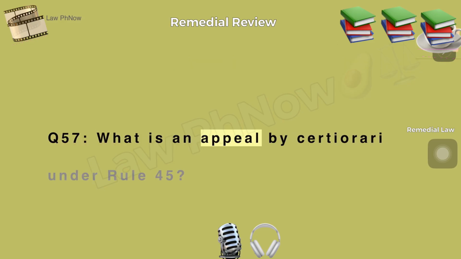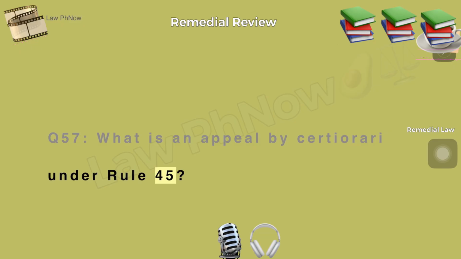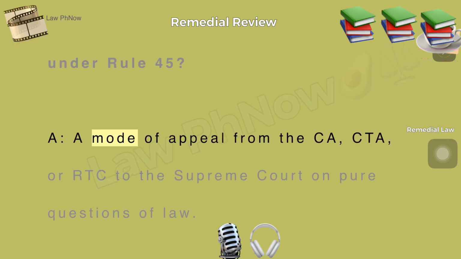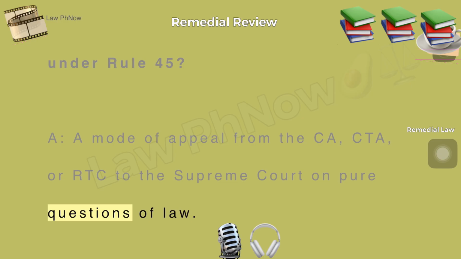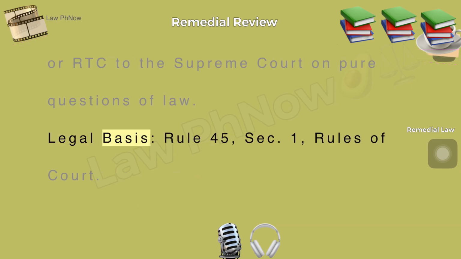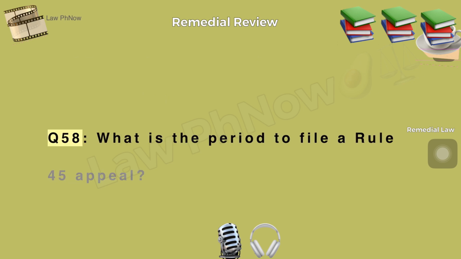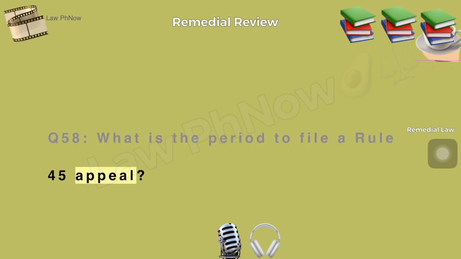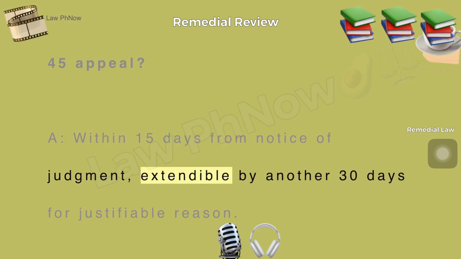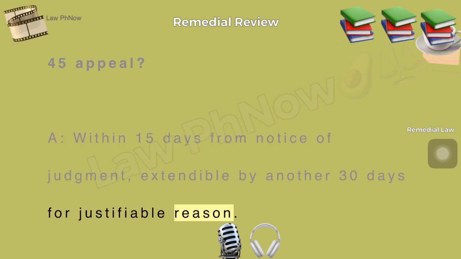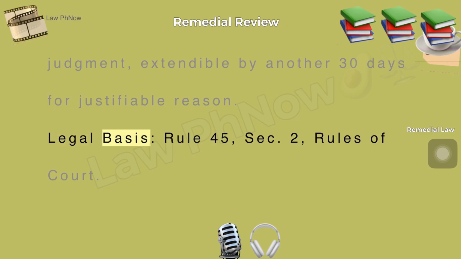Q57. What is an appeal by certiorari under Rule 45? A. A mode of appeal from the CA, CTA, or RTC to the Supreme Court on pure questions of law. Legal basis: Rule 45, Section 1, Rules of Court. Q58. What is the period to file a Rule 45 appeal? A. Within 15 days from notice of judgment, extendable by another 30 days for justifiable reason. Legal basis: Rule 45, Section 2, Rules of Court.